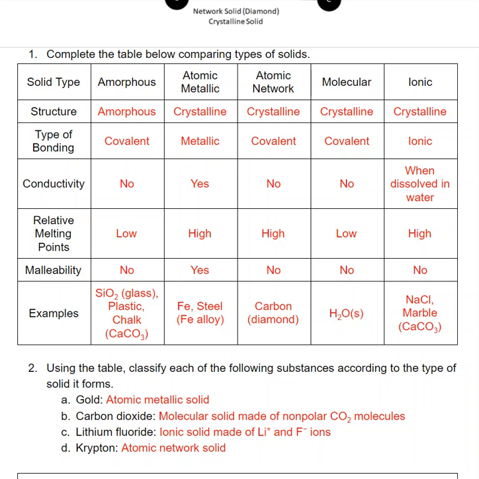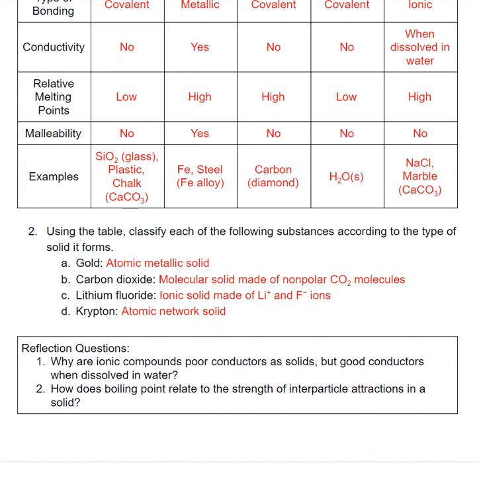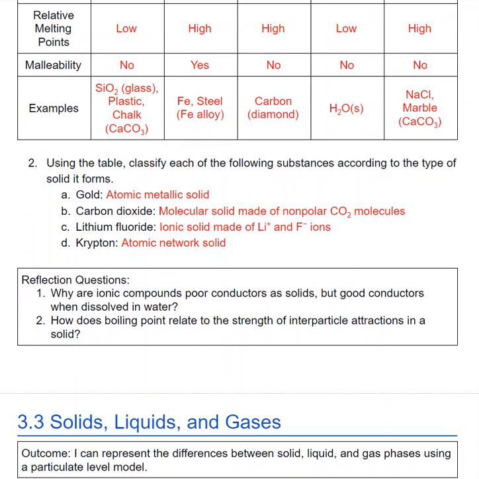So using the table, classify the following substances. Gold is going to be a metallic solid. Carbon dioxide is a molecular solid. Lithium fluoride is ionic. It's made of lithium and fluoride ions. And krypton would be an atomic network solid.